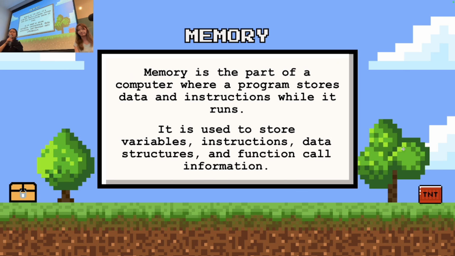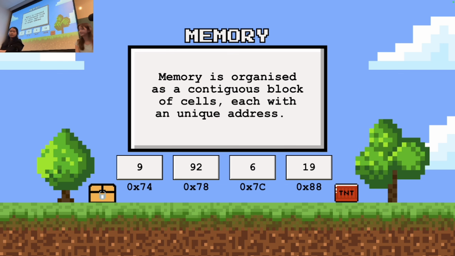So firstly, memory is the part of the computer where a program stores data and instructions while it runs. So this includes your function call info, your function variables, and data structures, anything like that. And how memory is organized is in contiguous blocks of cells, each with a unique address. So these at the bottom, there's 0x74, 0x78. They all represent memory addresses of these blocks of memory. And within these blocks of memory, you have the values that you give it, basically.